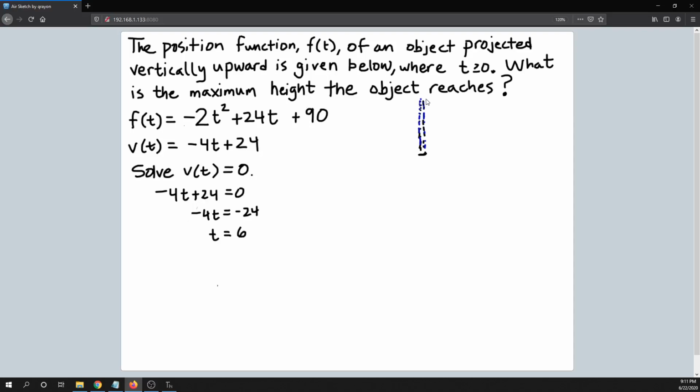But that's not what they want. They want the actual maximum height. All right, and so we know what the position or the height is at any time t. That's given by the position function. So what we're going to do is take this time value that we got from setting the velocity function, the derivative, equal to 0, and plug that back in, and that will tell us how high the object is at 6 seconds.